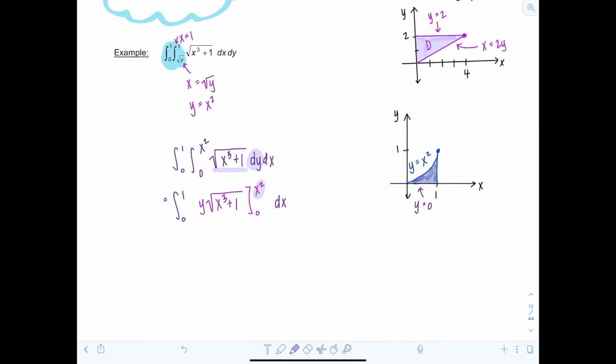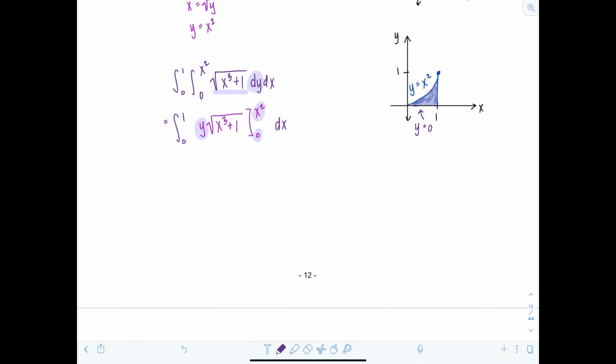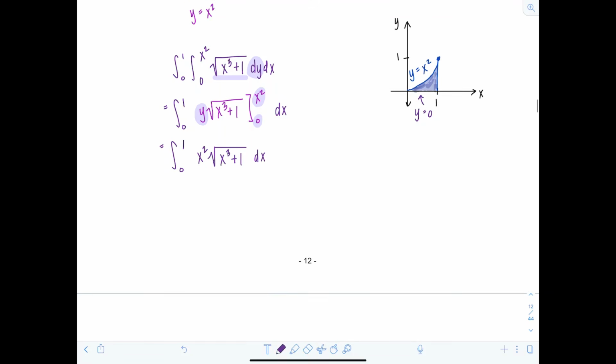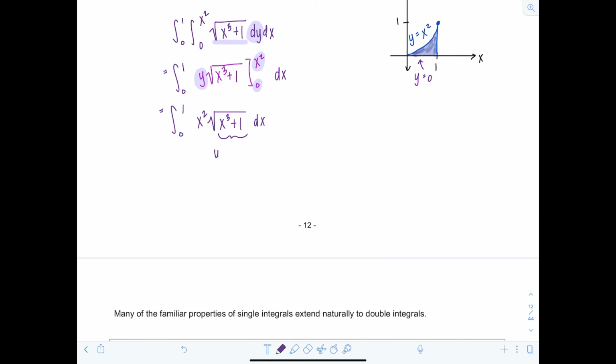Now be careful. These get plugged in just for y, right? We're treating x as constant still. So I have the integral from 0 to 1 of x squared times the square root of x cubed plus 1, minus 0, dx. Love it. And then this is going to make the most beautiful u-sub, because you would let u equal x cubed plus 1. du would be 3x squared dx, and so on. Okay, and then you should end up with 2/9 times (2 rad 2 minus 1).